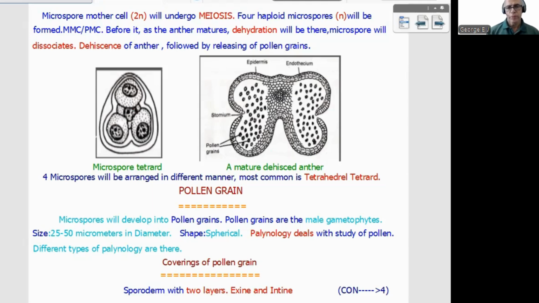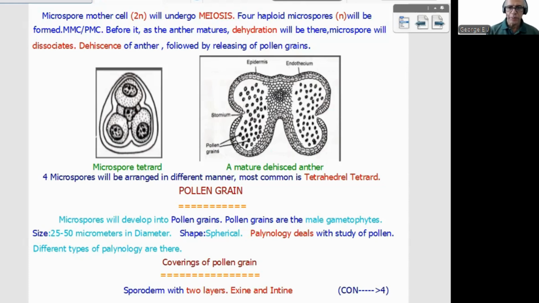4 microspores will be formed and they have different types of arrangements. Most common is the tetrahedral tetrad. So 4 microspores in a group, so it is called a tetrad. Tetrahedral tetrad will be the most common arrangement. Various other arrangements are there, but not in our direct syllabus. So this is how microspores will be formed. Now we have to proceed to pollen grains.